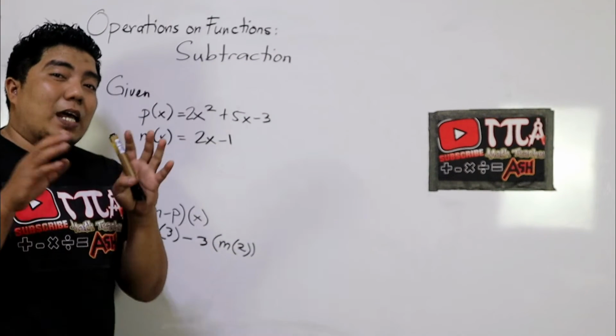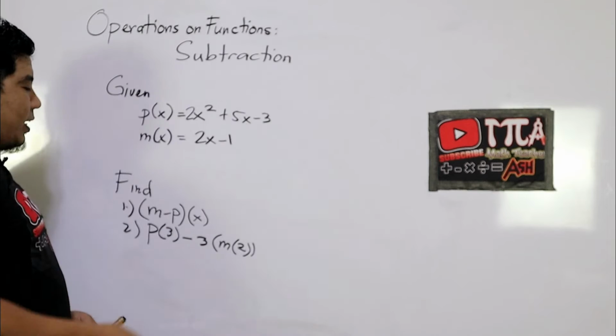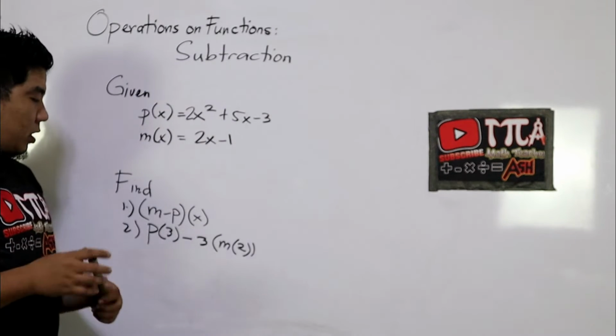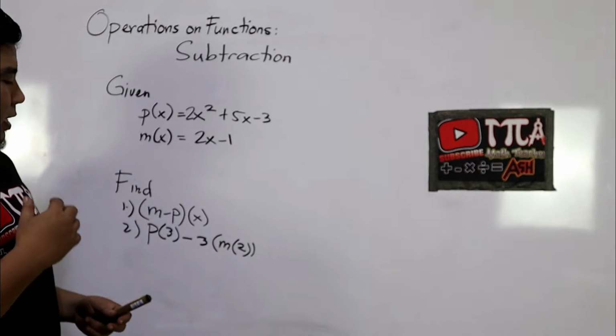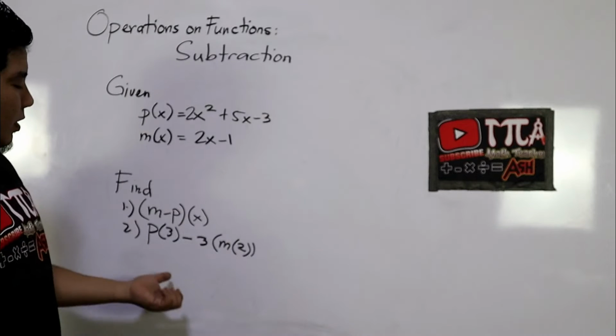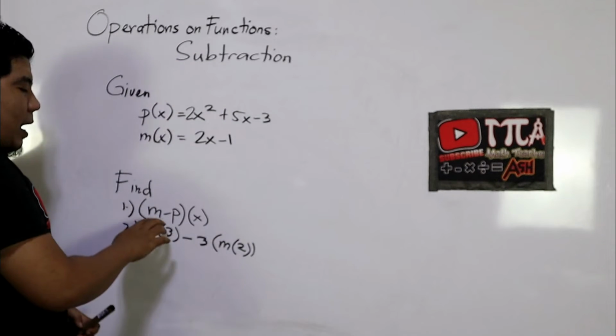Math learners, we are now here in our second set of examples. We have the two functions, p of x and m of x, and we are asked to find two scenarios. The first scenario is, what is the m minus p of x? And the second scenario is, what is the p of 3 minus 3 times the m of 2? Okay, so m minus p of x.